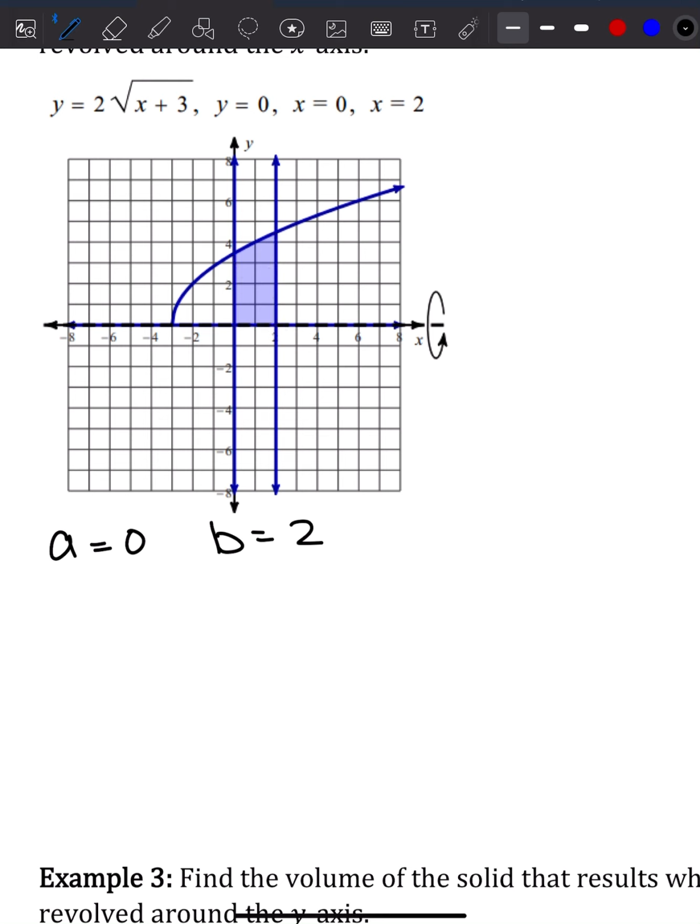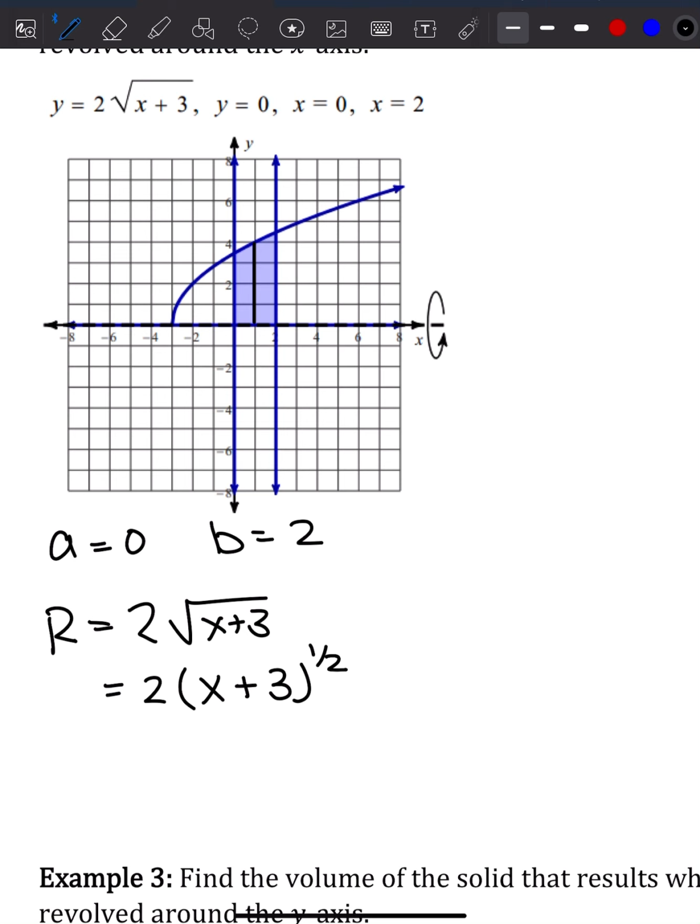Our radius is the distance from the x-axis to our function, our curve, and in our case, when we go from the x-axis up, it is just whatever our function is. So in our case, r is equal to 2 times the square root of x plus 3. If I wanted to integrate this by hand, I would need to remind myself that this means that is x plus 3 to the 1/2 power.